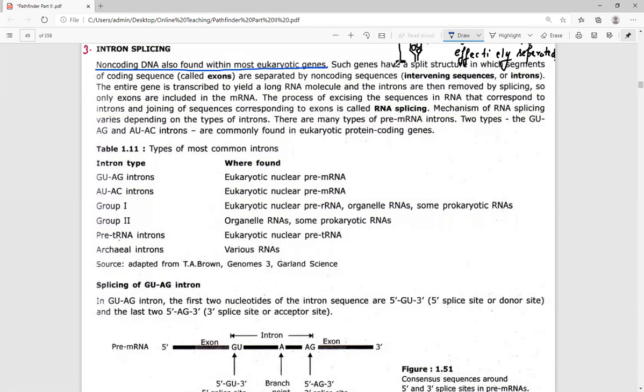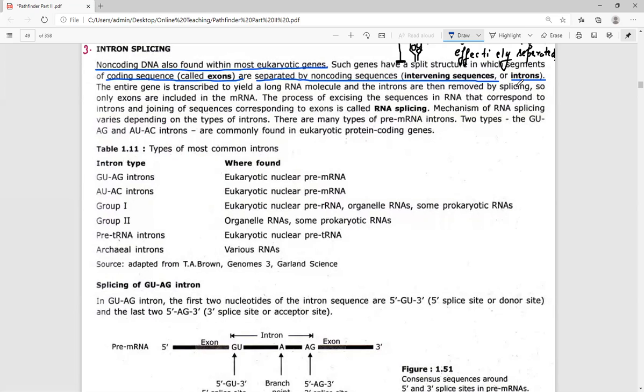Such genes have a split structure in which segments of coding sequences called exons are separated by non-coding sequences. There are coding sequences, called exons, and these exons are separated by non-coding sequences. These non-coding sequences are also referred to as intervening sequences, or introns.